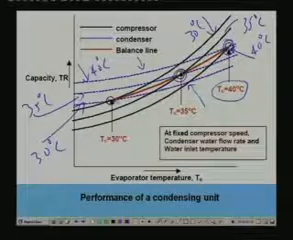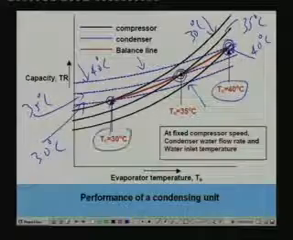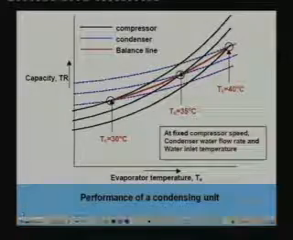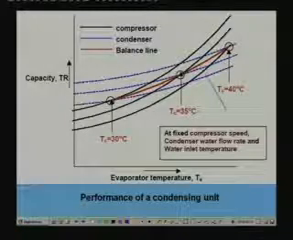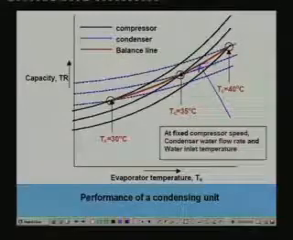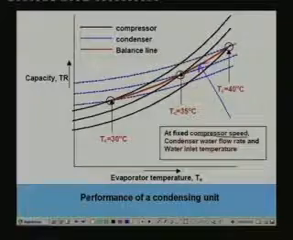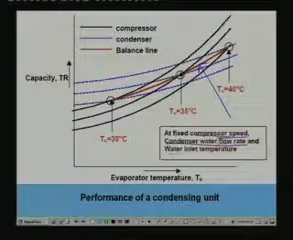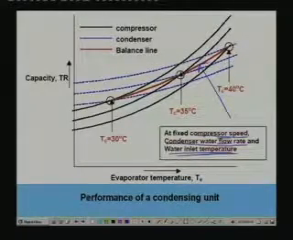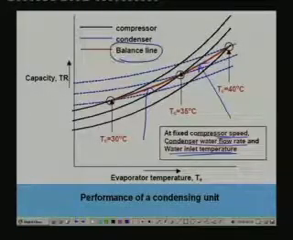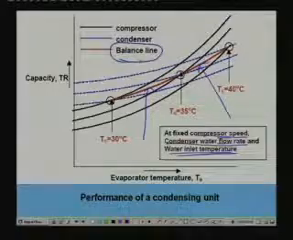Okay. Similarly, at this point, 30 degree centigrade condenser temperature balance point. Okay. So, if you join all these 3 points you get the balance line, or the characteristic curve for the condensing unit, right. And remember that this is at fixed compressor speed, fixed condenser water flow rate and fixed condenser water inlet temperature. And this red line is your balance or characteristic curve for the particular condensing unit. Okay, so that is how we have done the matching between the condenser and the compressor.